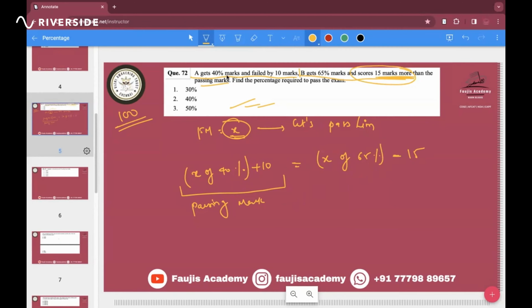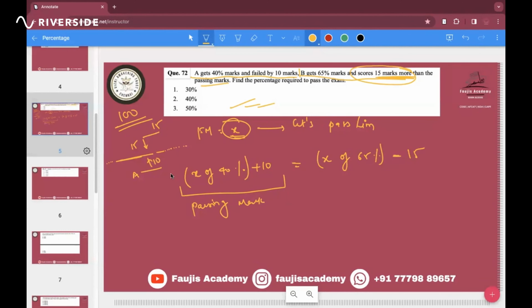A failed, which means he scored fewer marks. The cutoff was somewhere here. A scored here, and this gap is 10. B is somewhere here, and this gap is 15. So we reduced B's gap here, and we added A's gap to reach here.